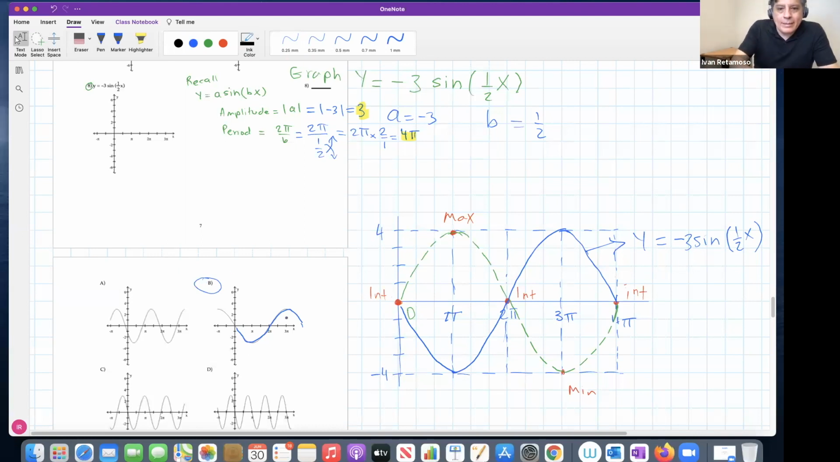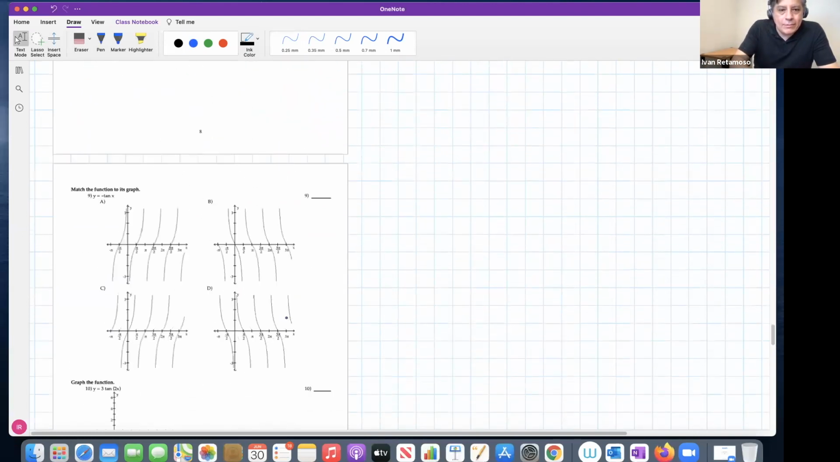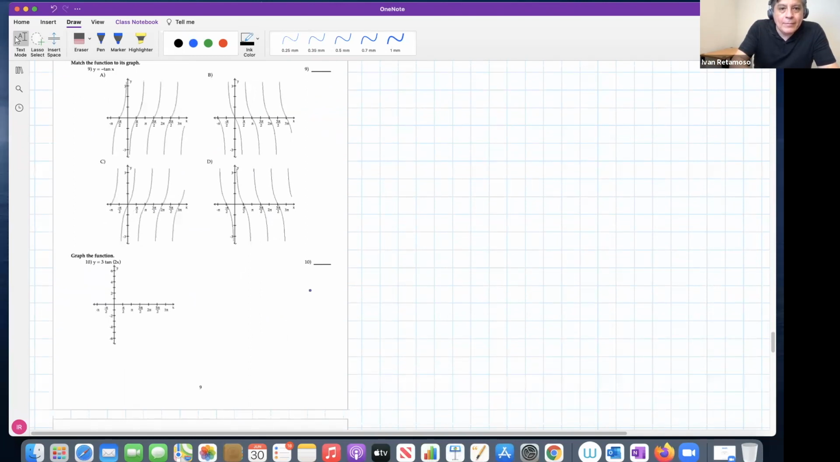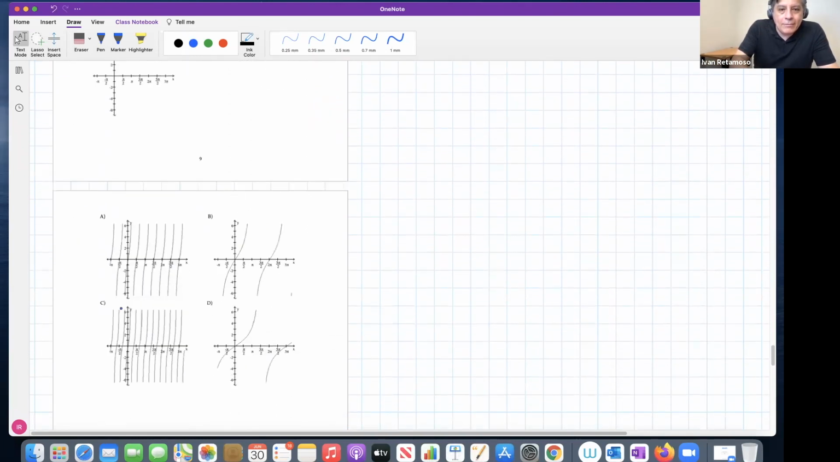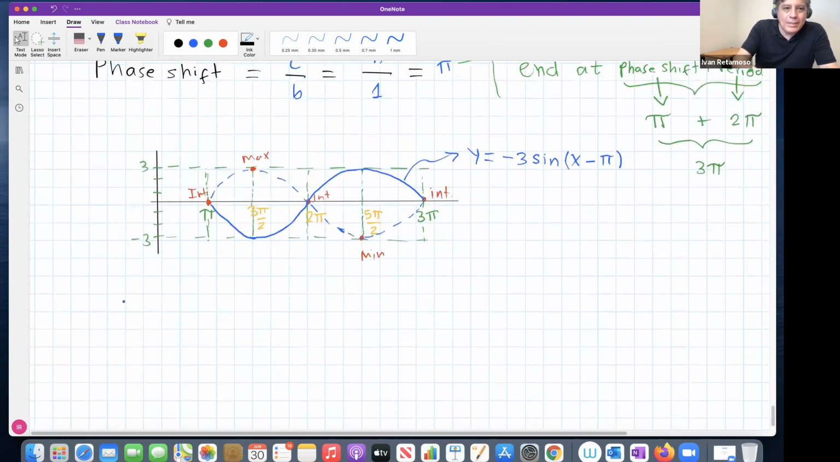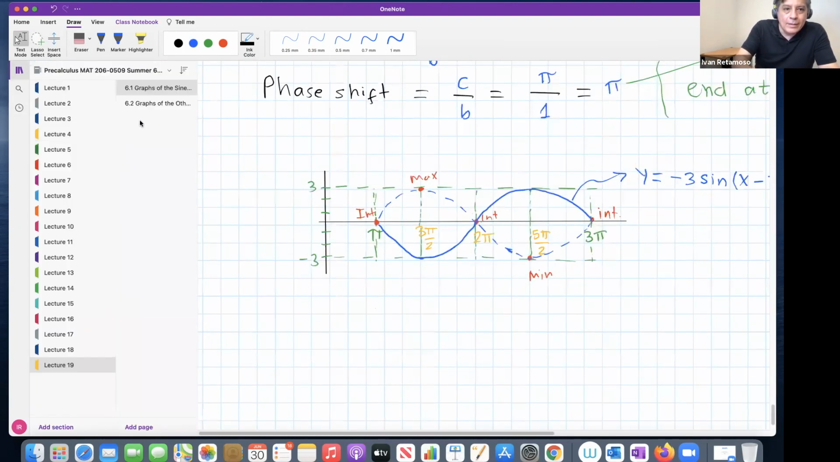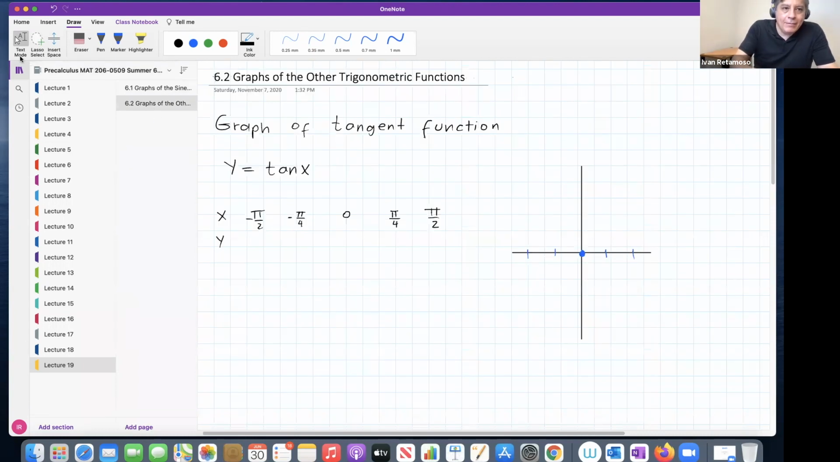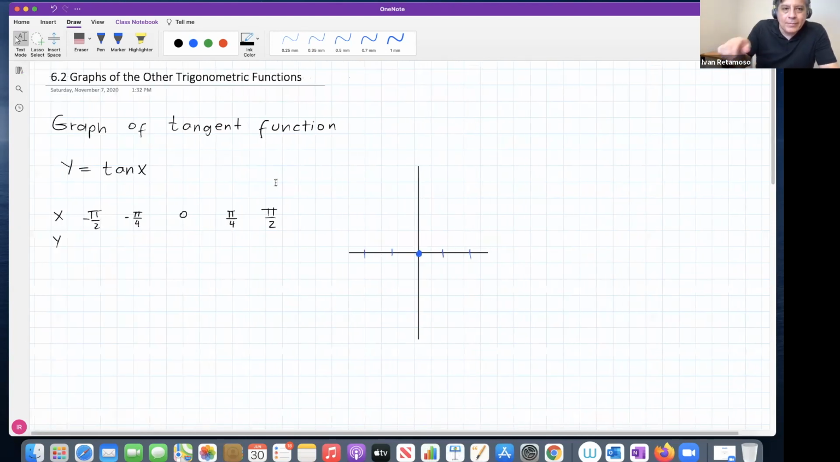Now let's talk about the tangent function, to close this type of functions. First, you see the tangent function is not continuous, it doesn't come all in one piece. You will see it's broken, but it still exhibits a period. I will show you the graph of the tangent function.